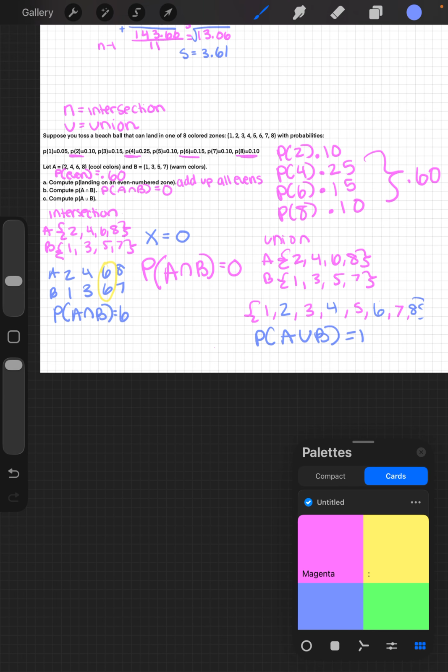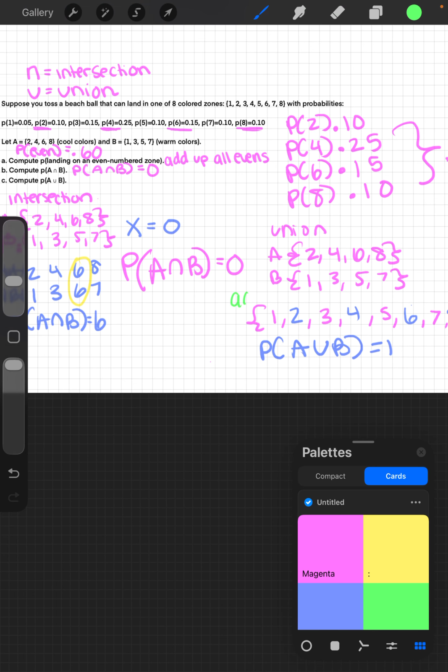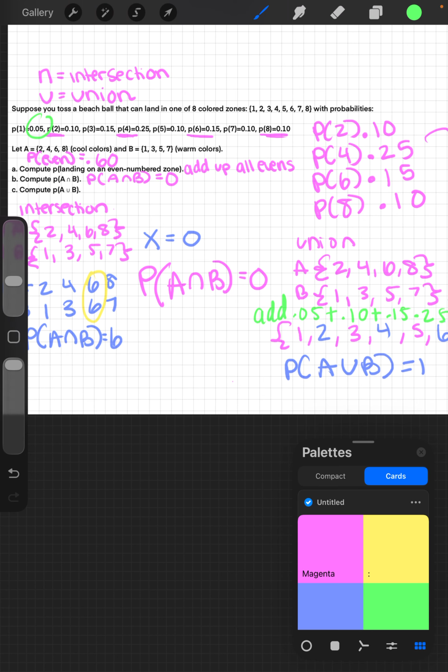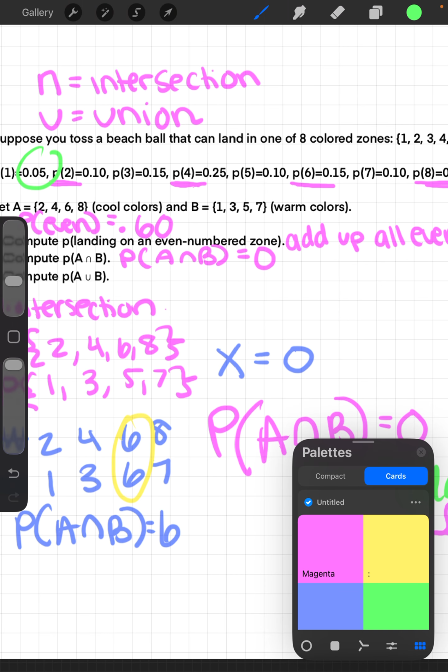So we're going to add 0.05 plus 0.10 plus 0.15 plus 0.25 plus 0.10 and so on, it's going to add up to 1. Because if our even is 0.60, 1 minus 0.60 would be 0.40. So if we add 60 plus 40, it will just equal 1.